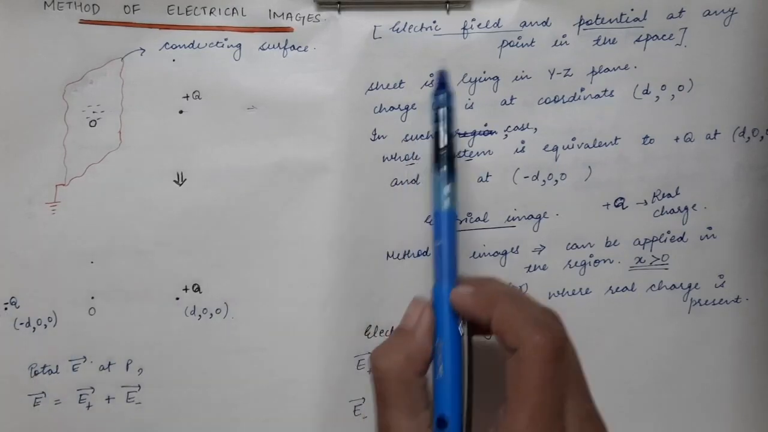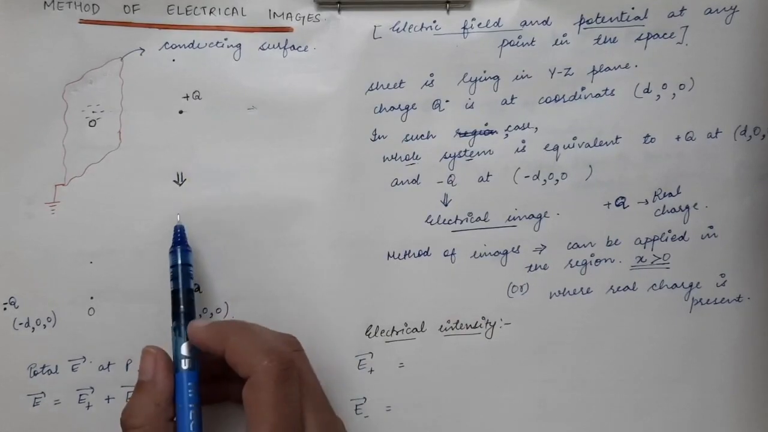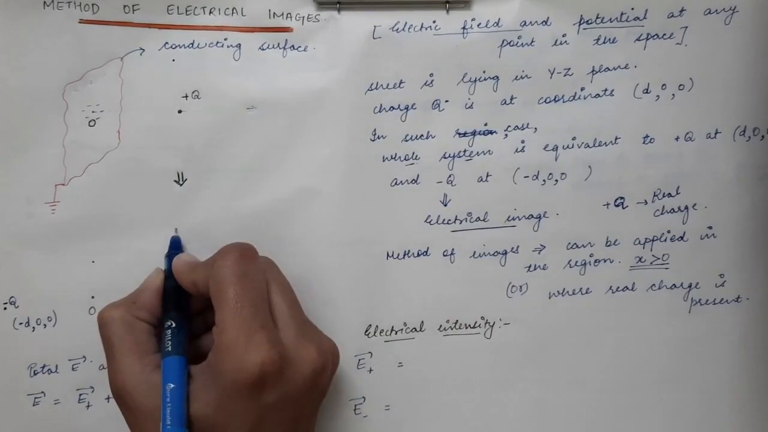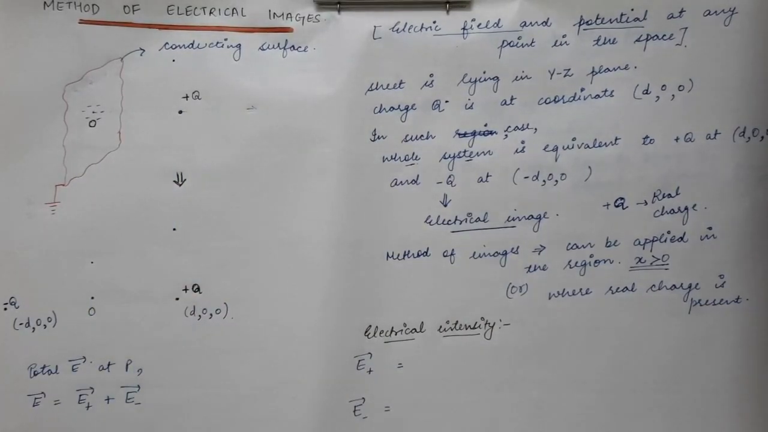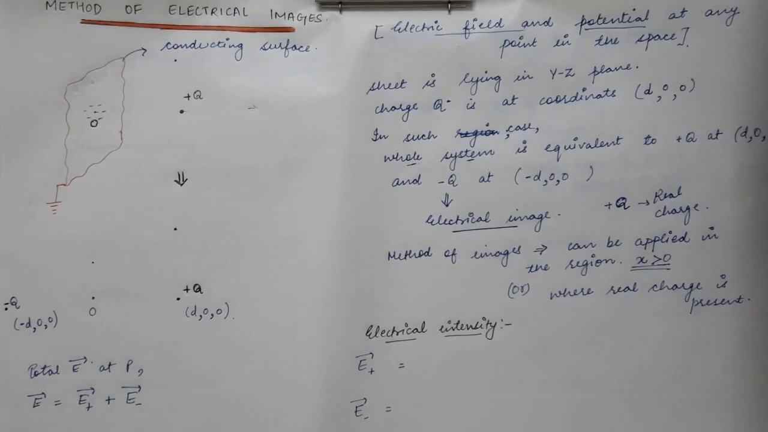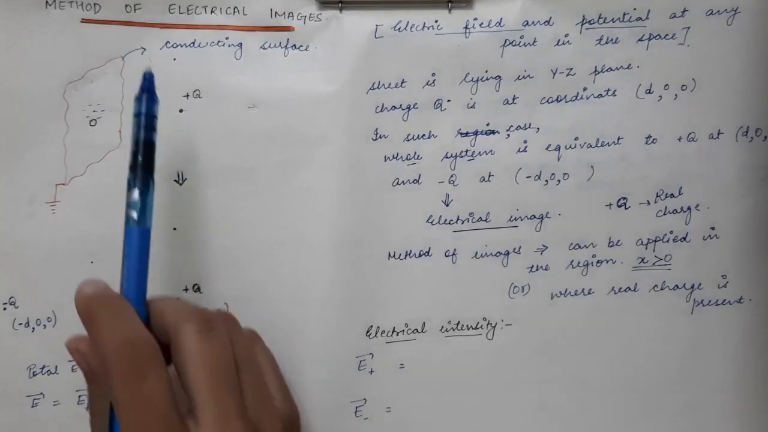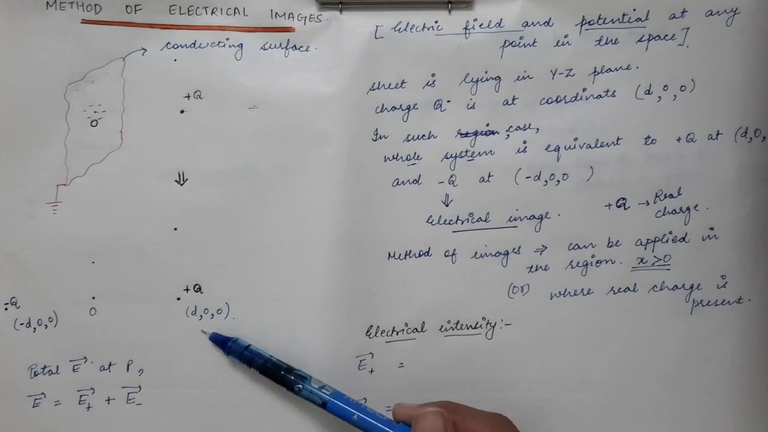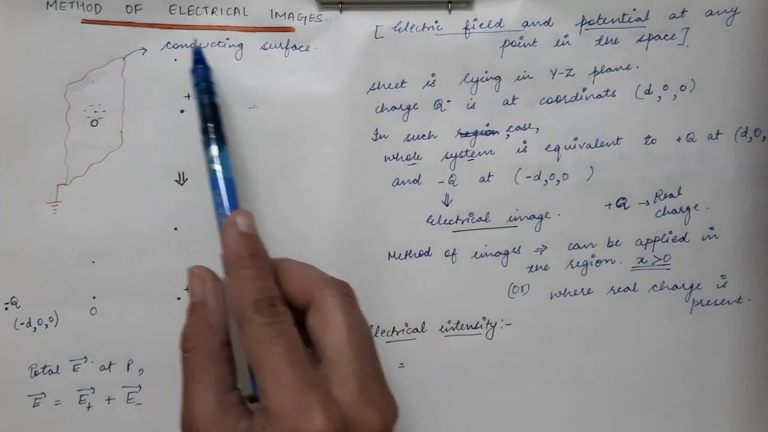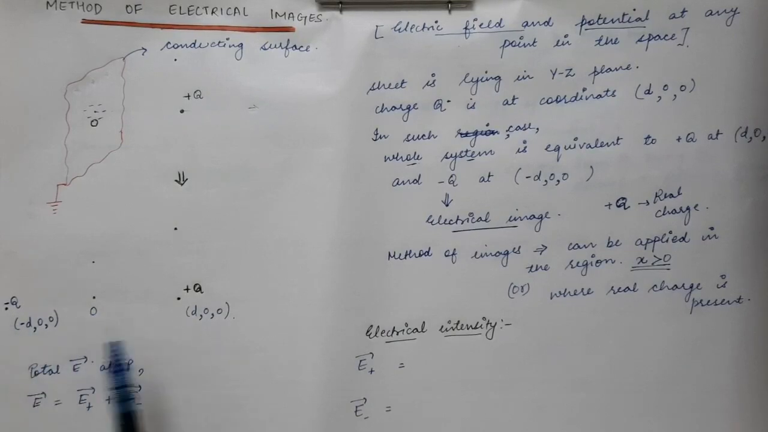Just to find out the electric field and electric potential at a point, let's say at this point, we replace this whole system by this equivalent system. So now to solve electric field and electric potential in this case, the method that we have adopted is that we have replaced this system by two equal and opposite charges. So this method is called the method of electrical images. So we have drawn an electrical image of the real charge plus q.